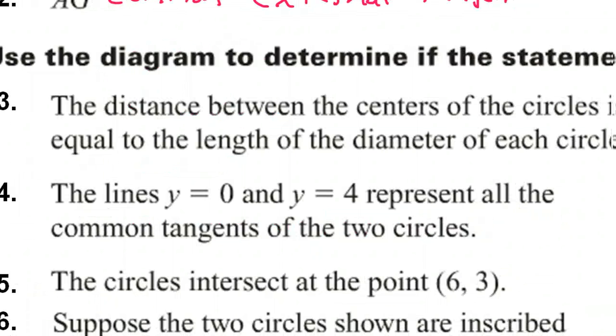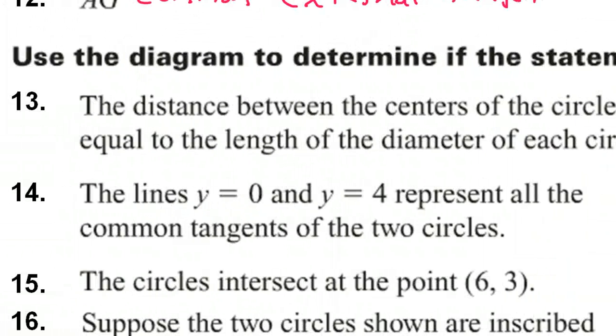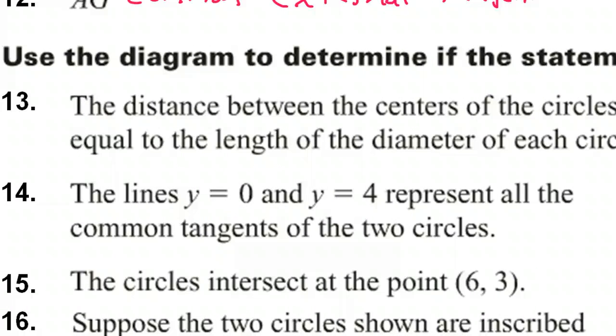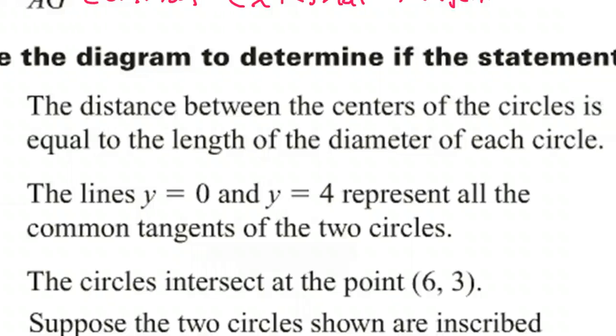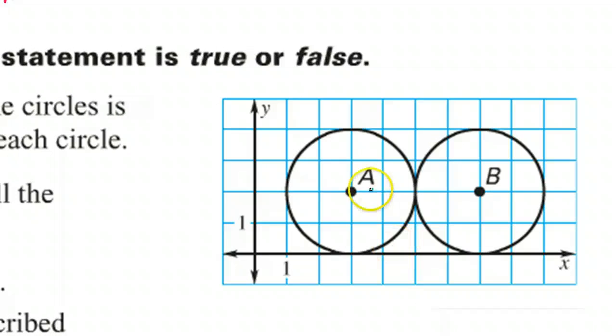Alright, on number 13, we're supposed to use the diagram to determine if the statement is true or false. Okay, the distance between the centers of the circles is equal to the length of the diameter of each circle. Alright, so first of all, the distance between the centers. So here's the distance between the centers right there. I can just count the squares. 1, 2, 3, 4. So the distance between the centers is 4.